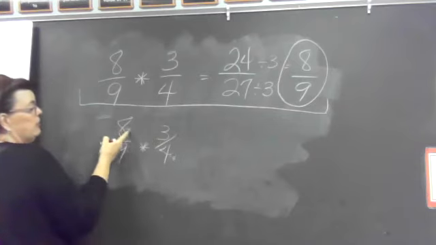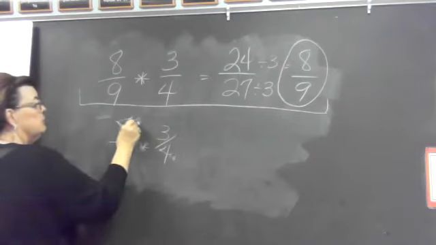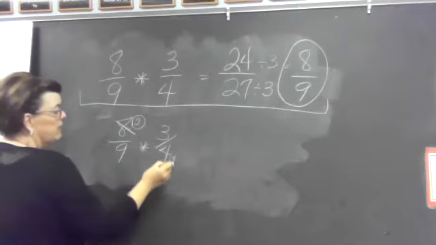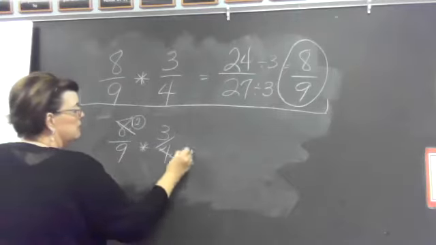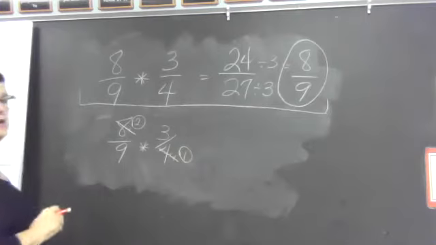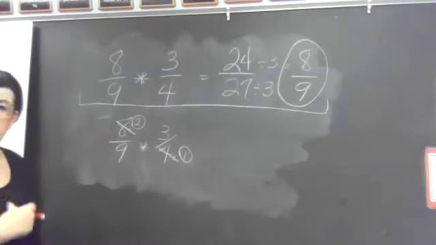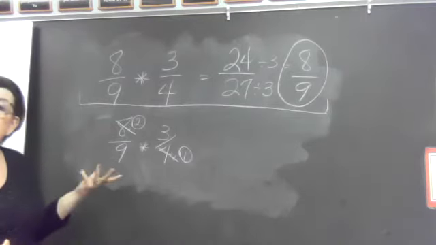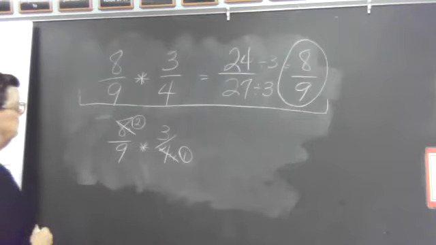So 8 divided by 4 is 2. 4 divided by 4 is 1. And we say, yay, hooray. But there's more cross-canceling here.